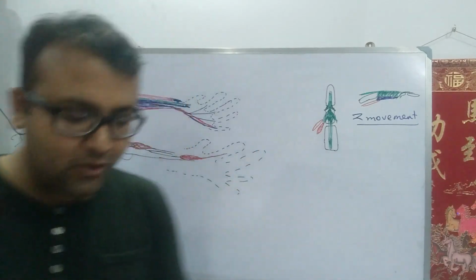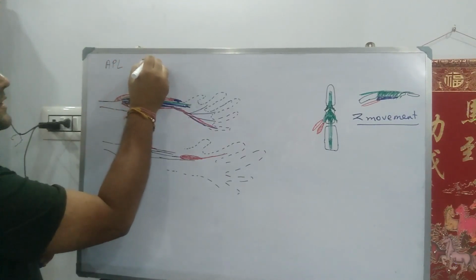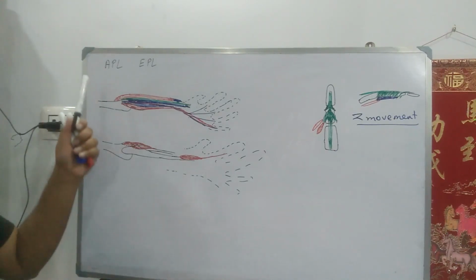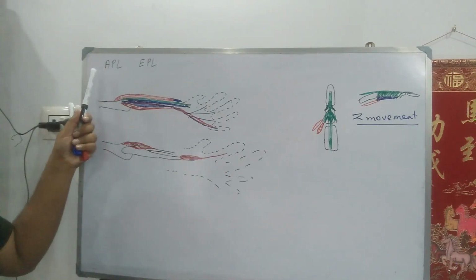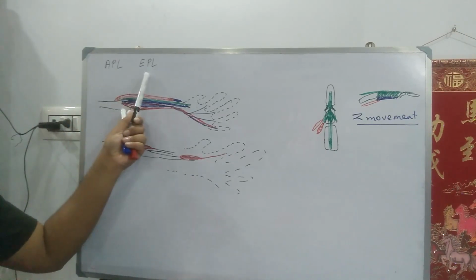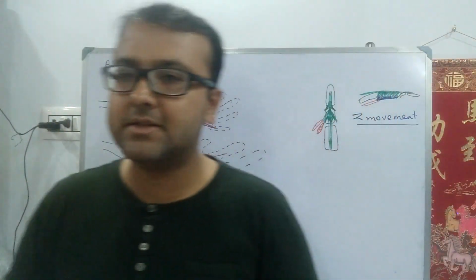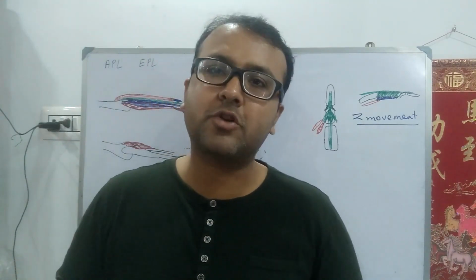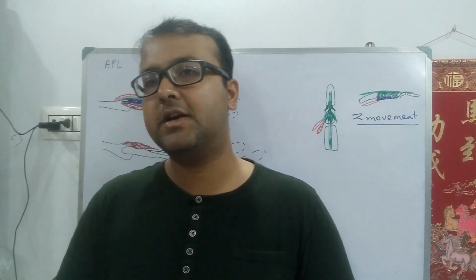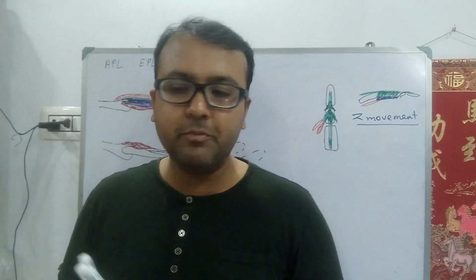So we'll talk about APL, we'll talk about EPL. Understanding? So what is APL? APL, abductor pollicis longus. EPL is extensor pollicis longus. So apply some common sense and apply those concepts that I have told you since the last classes, and tell me, when you hear the word abductor pollicis longus, what do you mean by that?